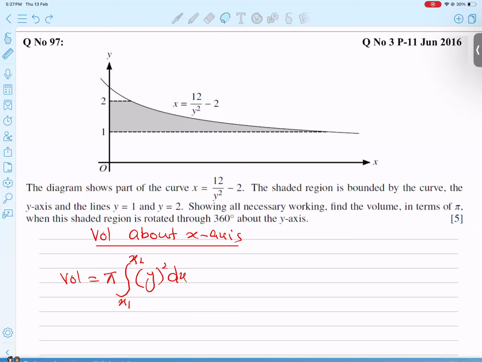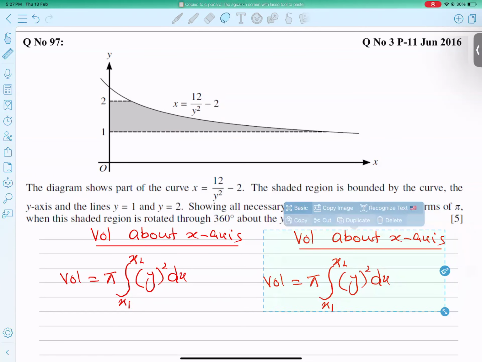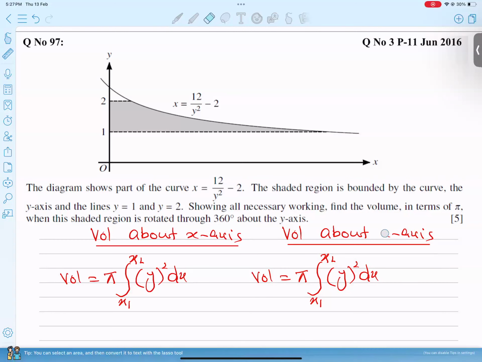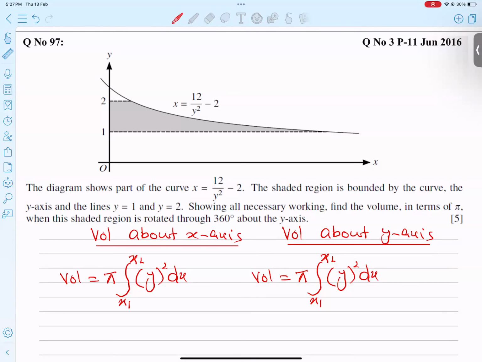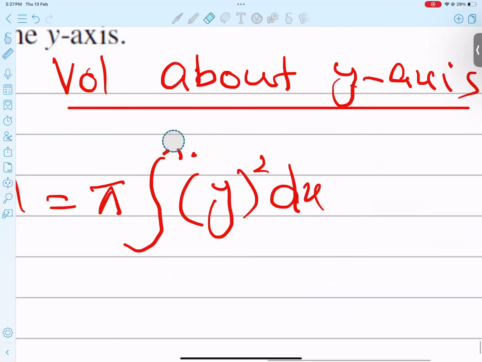But if I am looking not for the x-axis but for the y-axis, students have a look, only the y-axis. What to do in this situation? x becomes y and y becomes x. So these two x values, x1 and x2, become y1 and y2, interchanging. The y inside the bracket becomes x, and the dx outside becomes dy. That is the only difference, and the rest is the same.